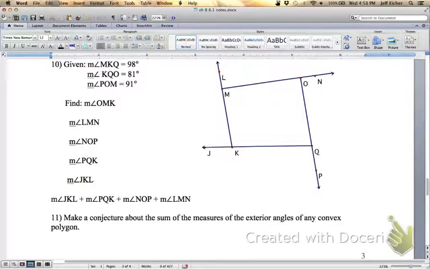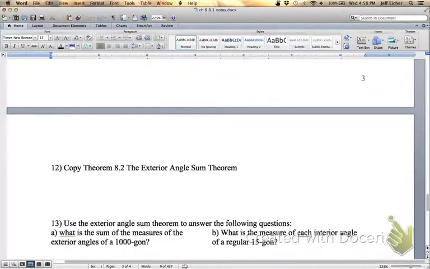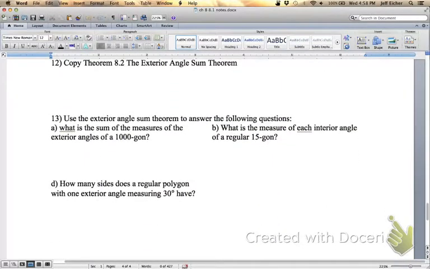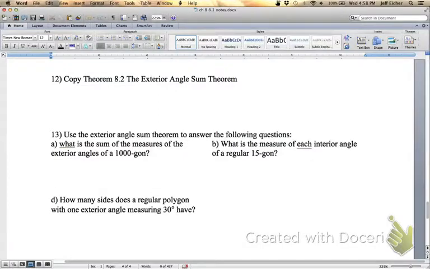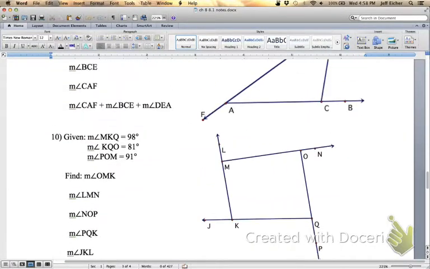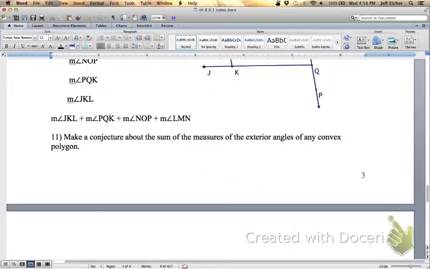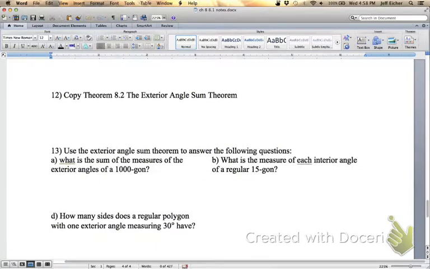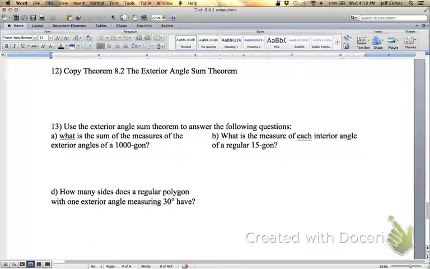Very important though, conjecture number 11. Conjecture about the exterior angles. The conjecture that we have, hopefully that you noticed from all these questions above, the exterior angles always, for every convex polygon, add up to 360 degrees.